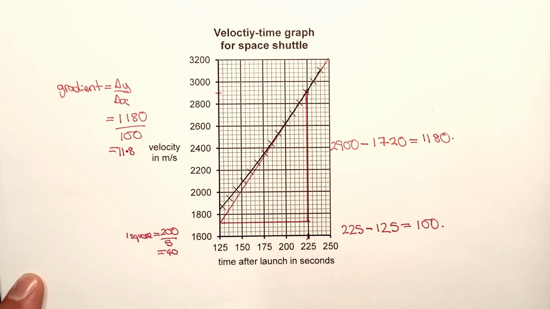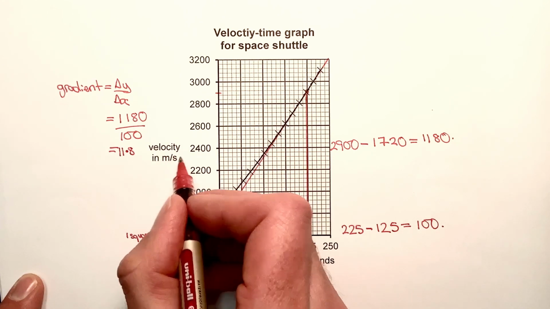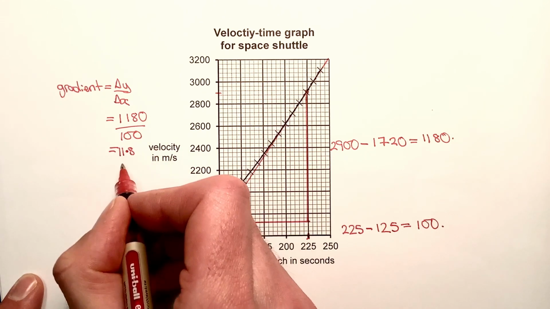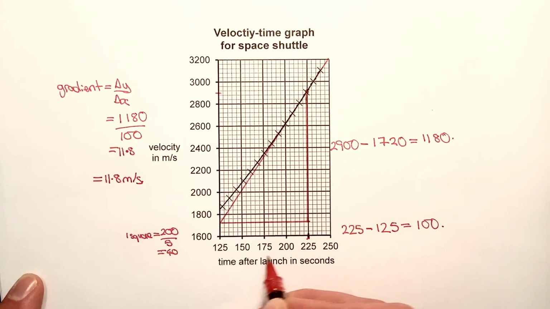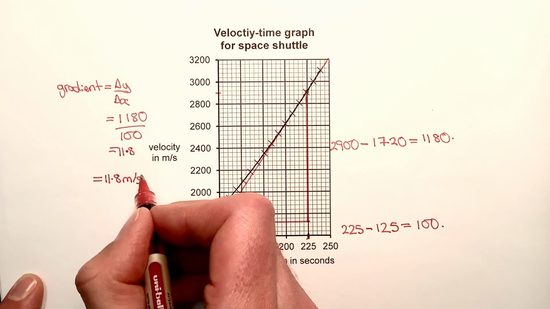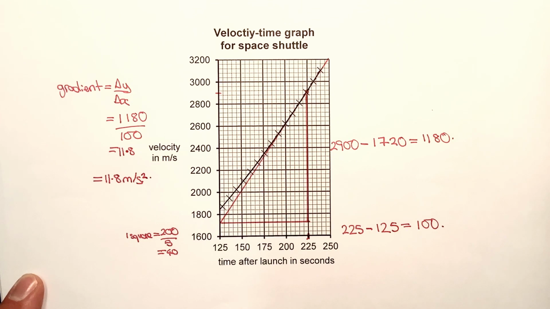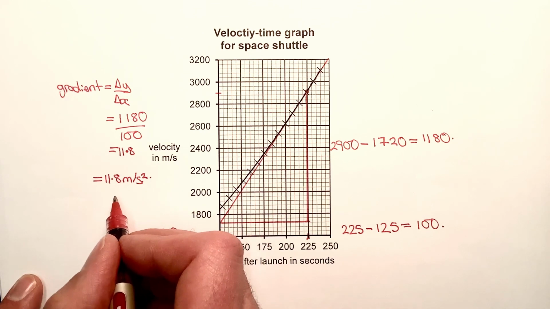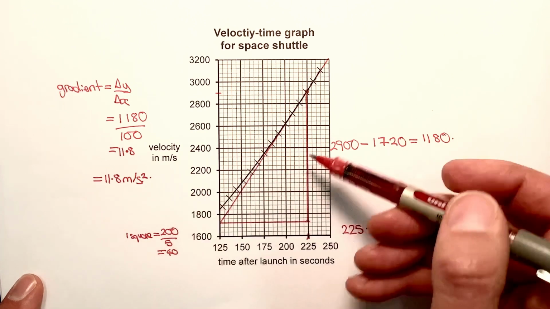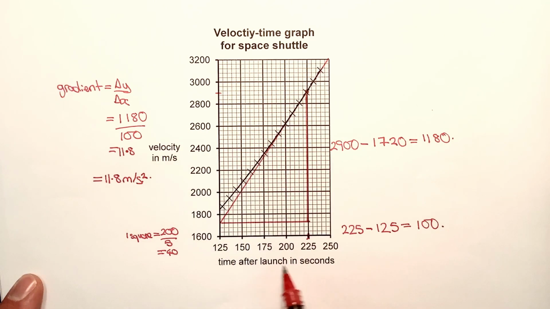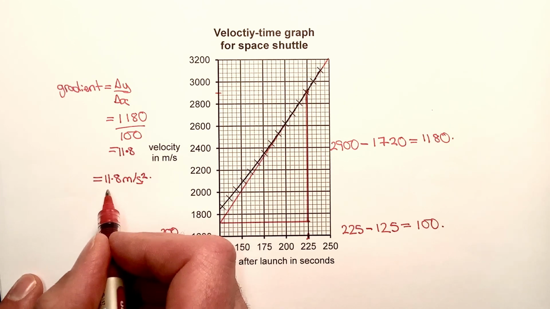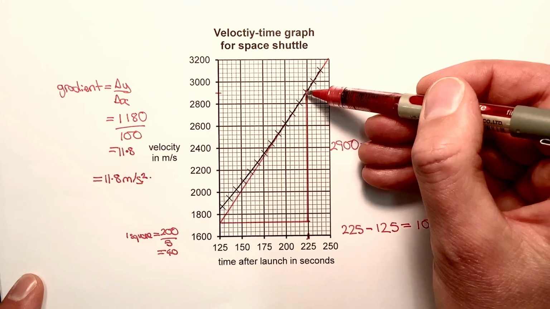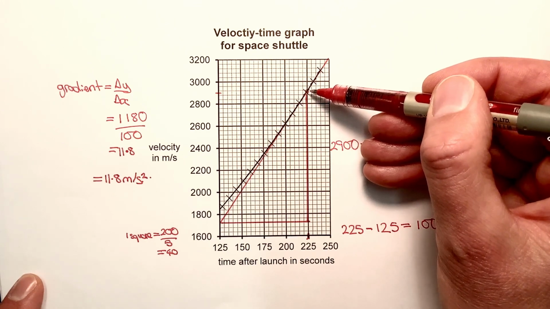11.8. And then to decide on the units, I need to do whatever is on the vertical, which, let me write it here to give myself a bit more space, is meters per second, and then divide it by what's on the horizontal, which is another seconds. And so that becomes meters per second squared, which gives me a clue that what I found is the acceleration, because I've done the change in velocity divided by the time taken, which gives me the acceleration, or the gradient of the graph, is 11.8 meters per second squared at that point of 225 seconds.